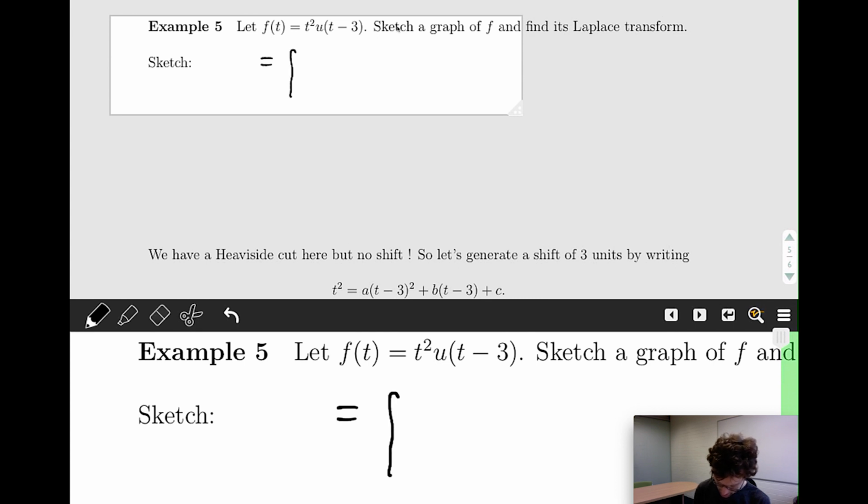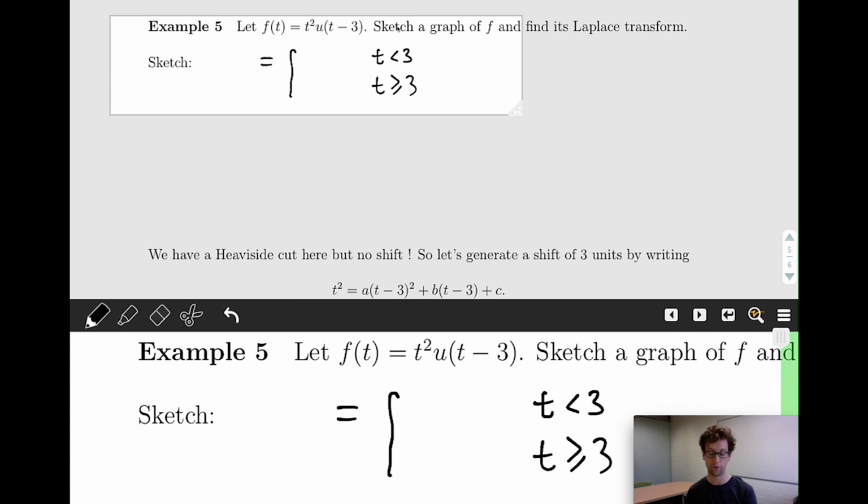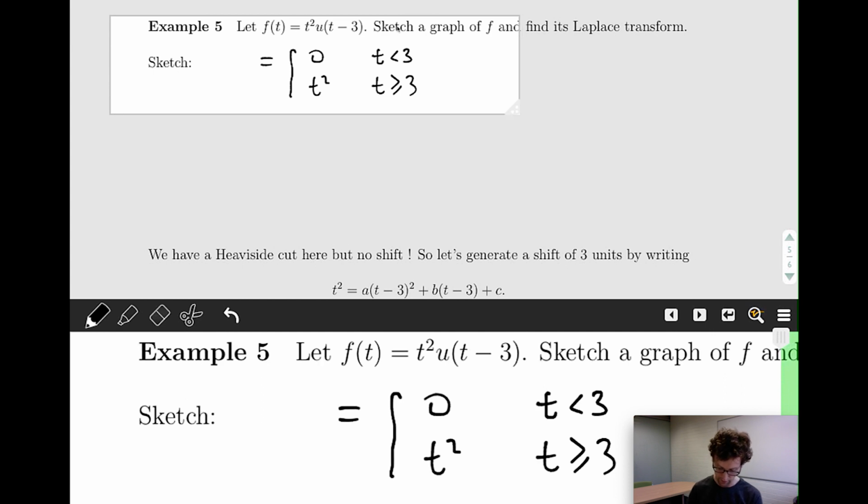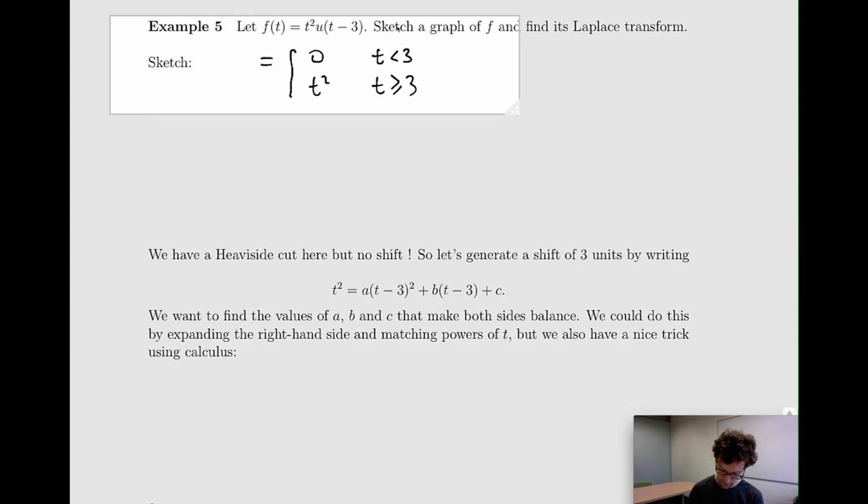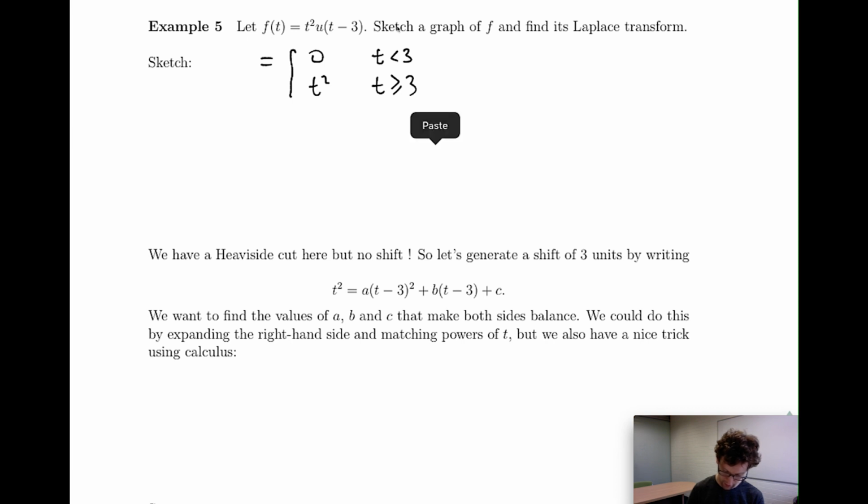Once again, we'll use our piecewise continuous definition. So the Heaviside is going to change things up at t is equal to 3. So we've got t is less than 3 or t is greater than or equal to 3. So this will be equal to 0 for values of t less than 3, and it'll be equal to t squared for values of t greater than 3. So a sketch of this is simply just a cut version of t squared.